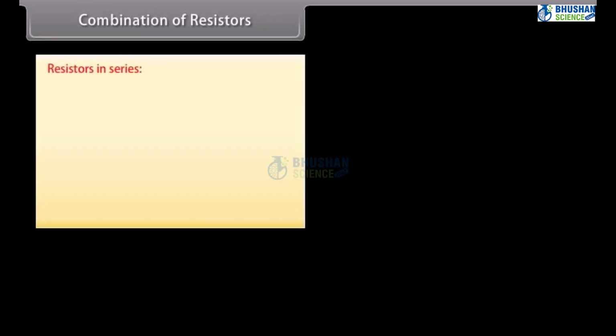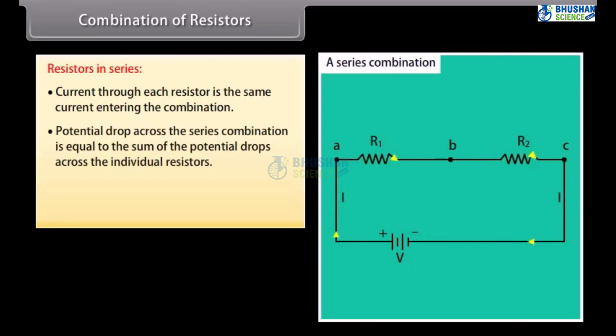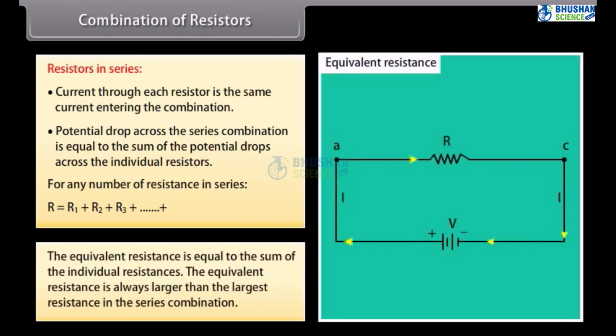Resistors in series. Current through each resistor is the same as the current entering the combination. Potential drop across the series combination is equal to the sum of the potential drops across the individual resistors. For any number of resistances in series, R is equal to R1 plus R2 plus R3 and so on. The equivalent resistance is equal to the sum of the individual resistances.